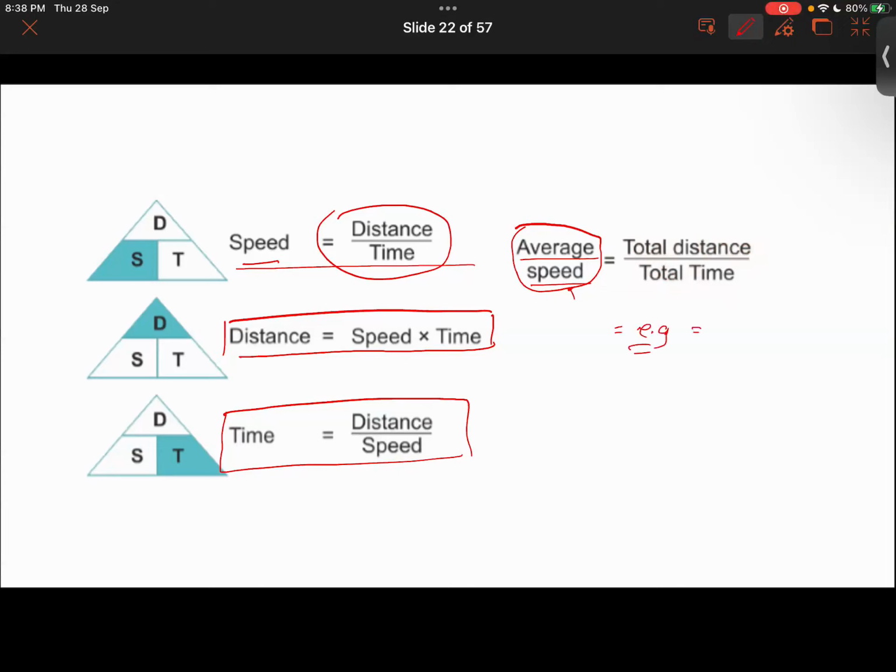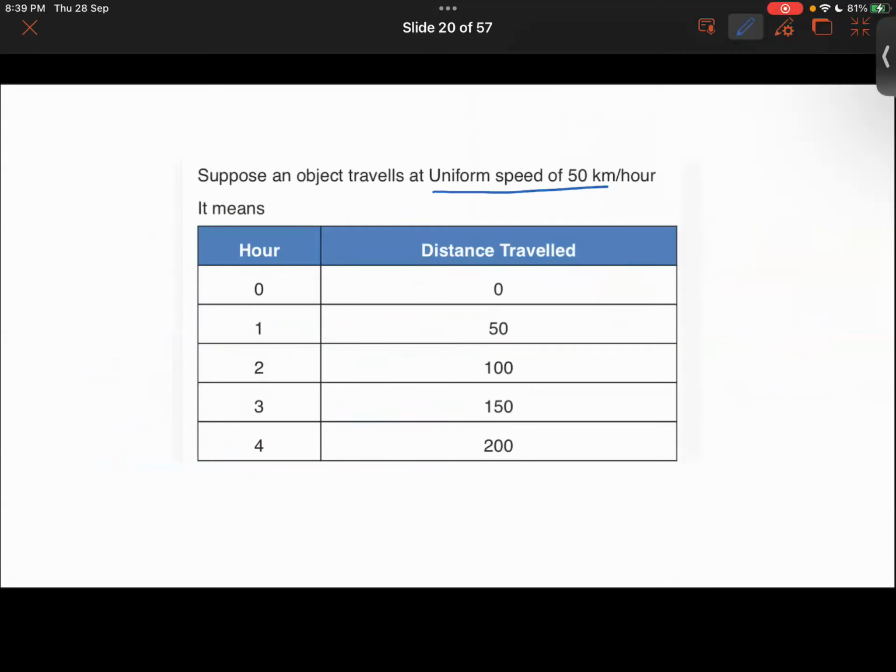For example, if the total distance is 100 kilometers and the total time taken was 2 hours, your average speed will be 50 kilometers per hour, isn't it? Now coming back to what I was trying to discuss here, how to represent distance and time on a graph. This is your time here and this is your distance here.